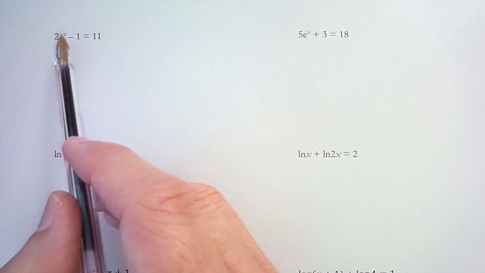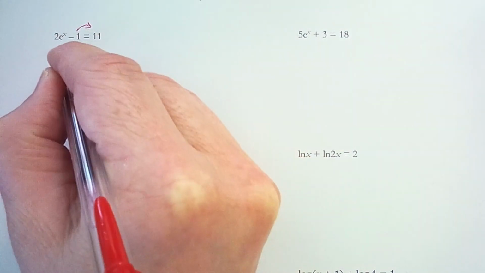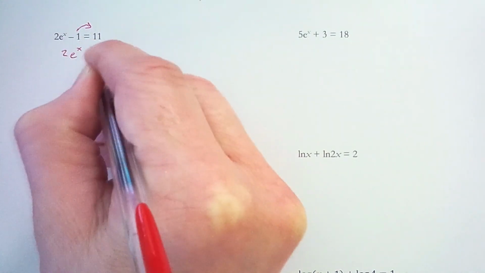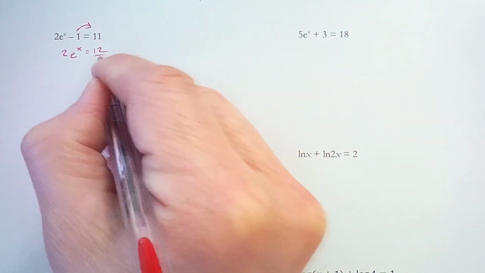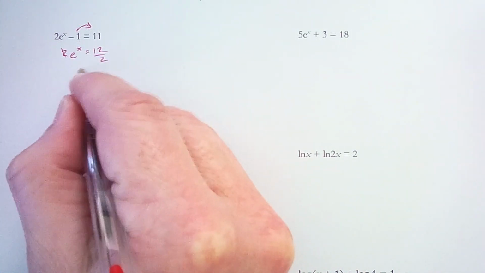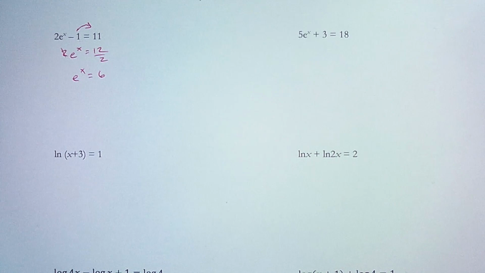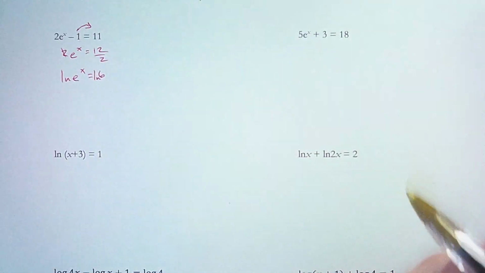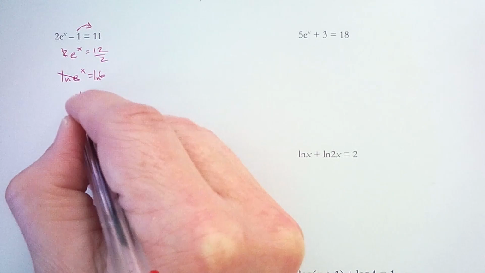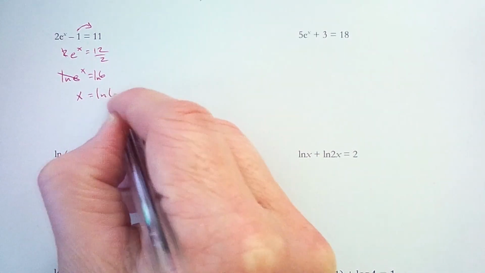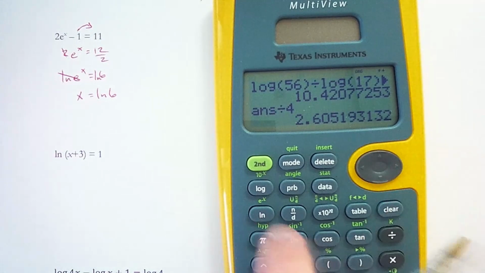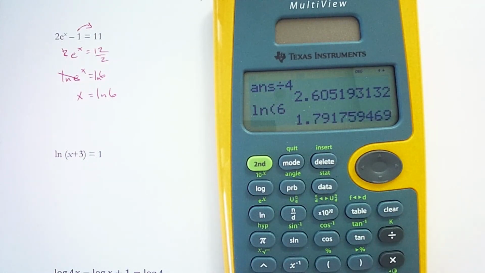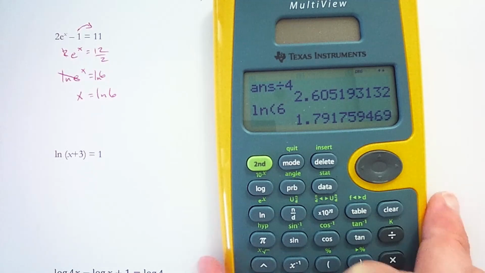Our next equation, 2 times e to the x minus 1 equals 11. I'm going to add this 1 and get 2 times e to the x equals 12. Then I'm going to divide by 2 and get e to the x equals 6. Now that I have e to the x by itself, I can cancel out that e with a natural log on both sides. So natural log cancels out, and I get x equals natural log 6. And in my calculator, I can do natural log 6 and get 1.7918.